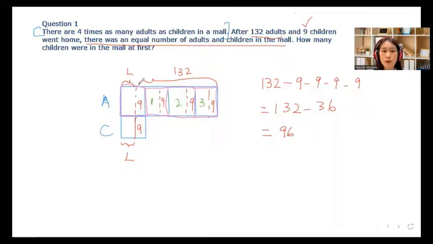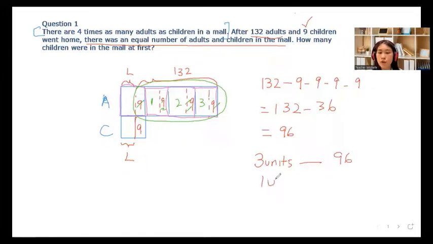Because this whole block itself is 132. So I already minus off 9, minus off 9, minus off 9, minus off 9. So this is 132 for everything. So I minus off all the 9, this is 96. So my 96 is actually for how many units? Yes, 3 units. So 3 units. It is your 96, sorry. So 1 unit.